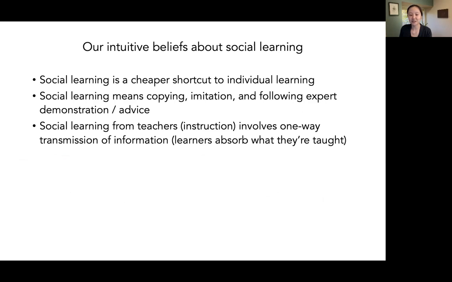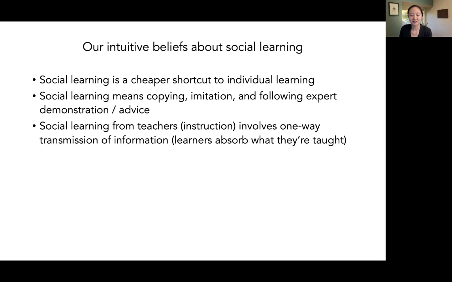And learning from teachers means one-way transmission of information. So you can just wait for teachers to feed you information. You can absorb what you're taught. So our idea of social learning is almost like the antithesis of what it means to be an active, curious learner. So compared to the exciting picture of children as scientists who are intrinsically motivated to learn, children as social learners look somewhat passive or even deferential.